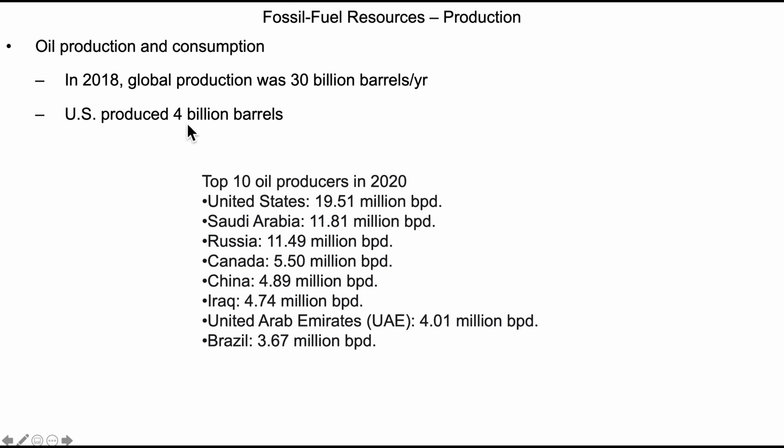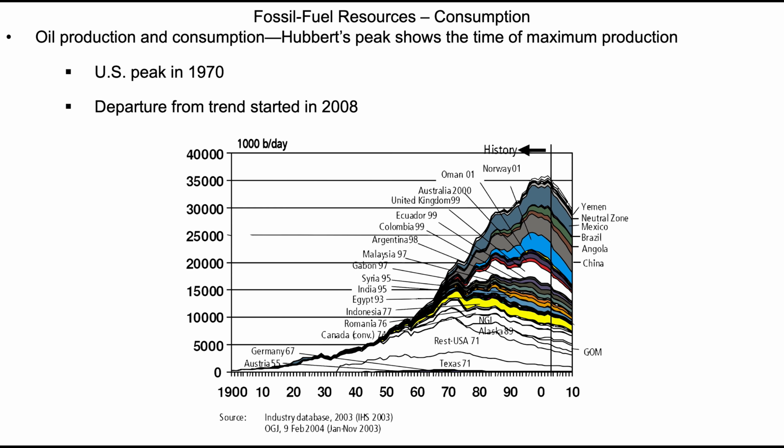Producing about 4 billion barrels a year. Top producers in 2020 are the United States at 19.5 billion barrels per day, Saudi Arabia, a little more than half of that at almost 12 million barrels per day, Russia, also around 11 to 12 million barrels per day, Canada, about half of that at 5.5 million barrels per day, and China, Iraq, UAE, and Brazil round out this top 10 here. So this brings up an interesting idea.